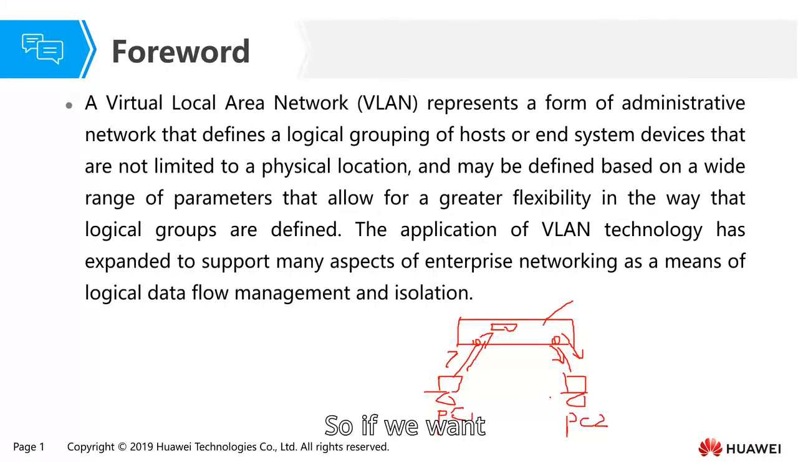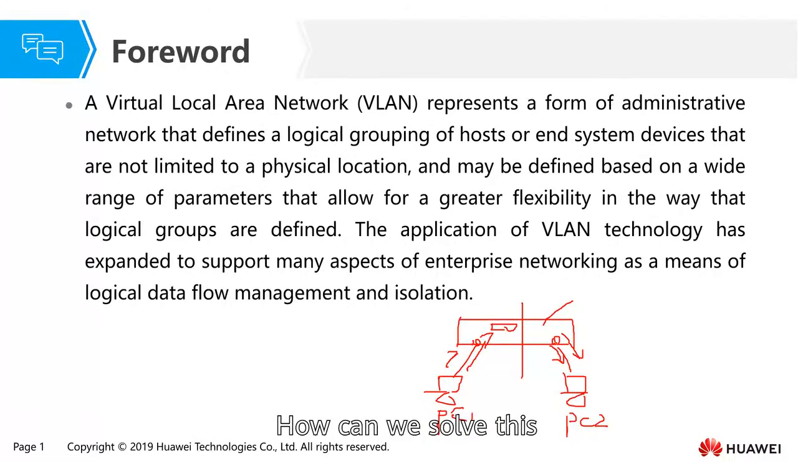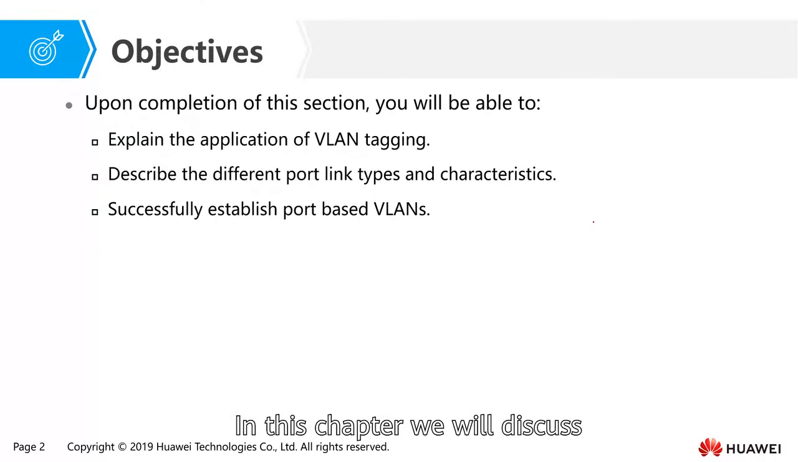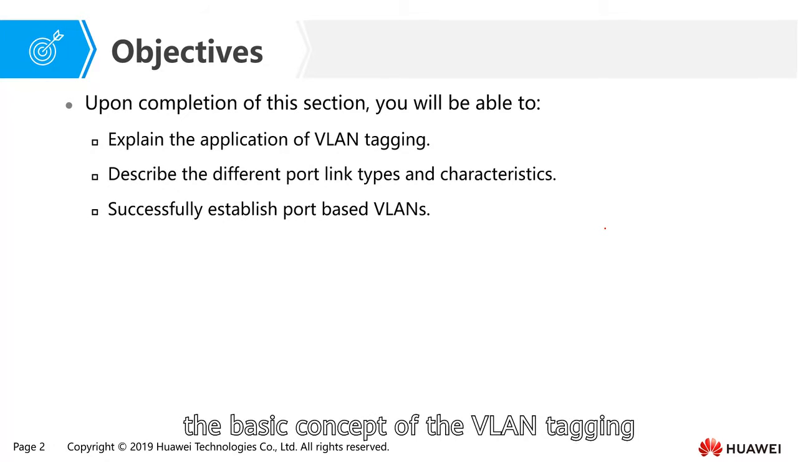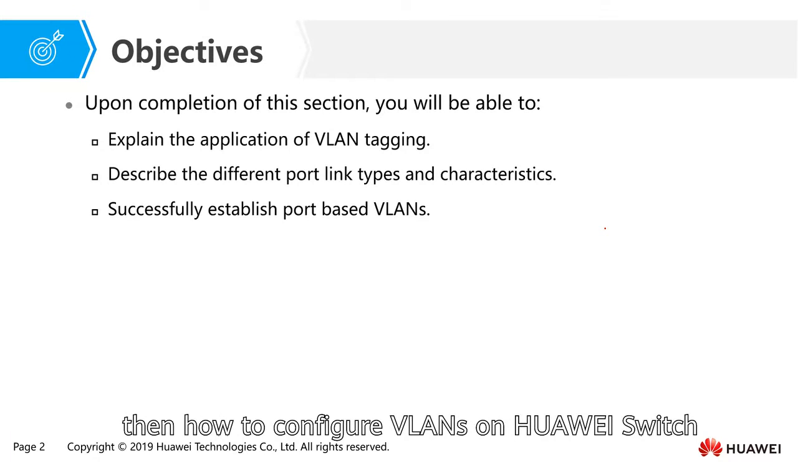So if we want the switch to divide the broadcast domain, how can we solve this? The VLAN is the solution. In this chapter, we will discuss the basic concept of VLAN tagging, then discuss the different link types, and then how to configure VLANs on a Huawei switch.